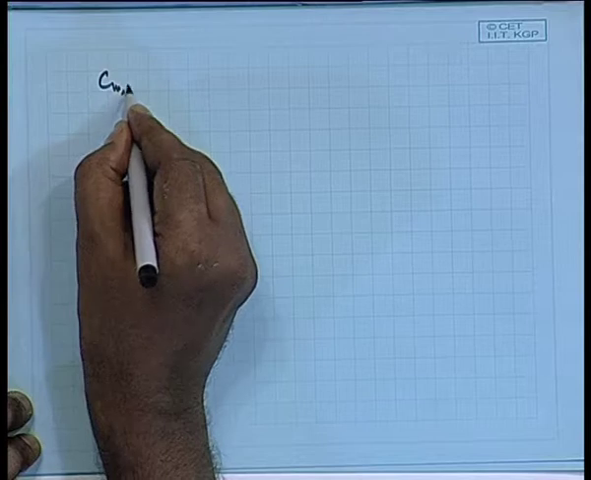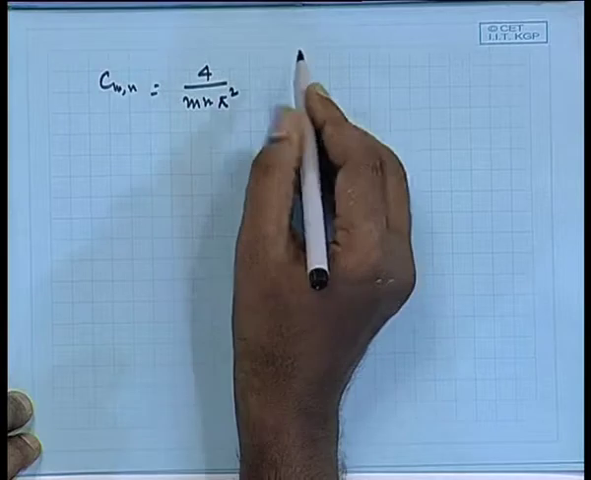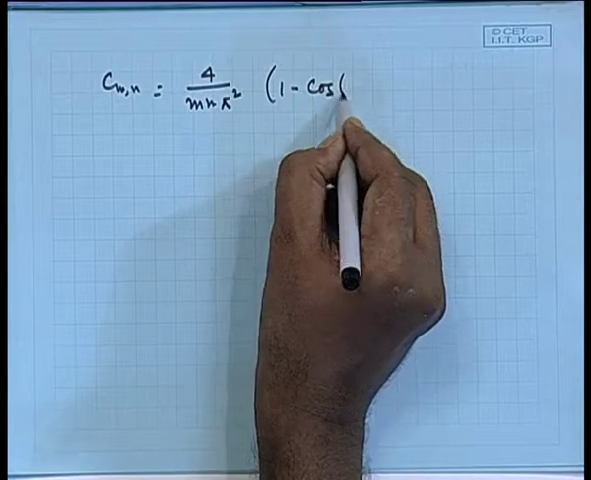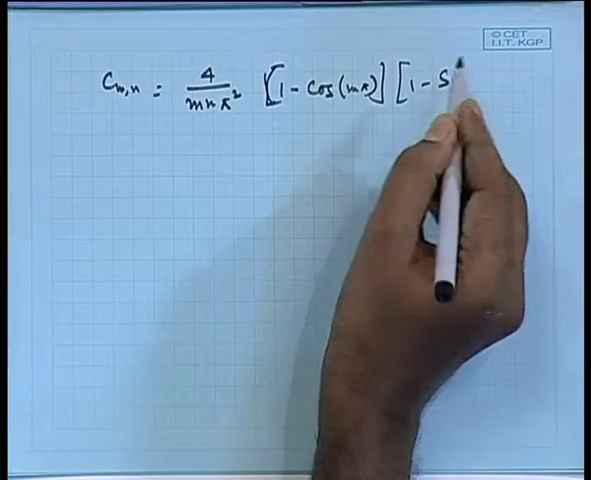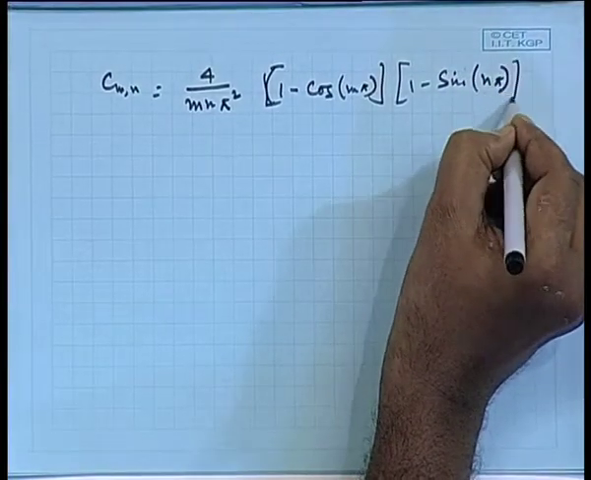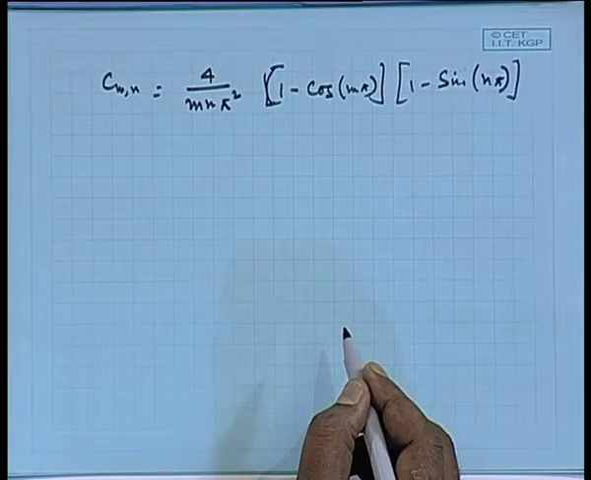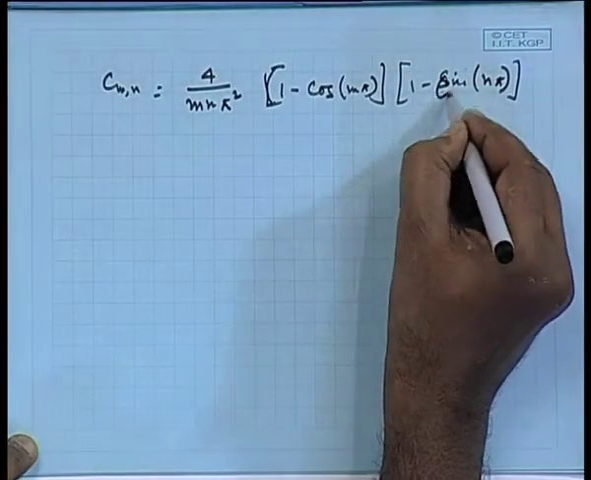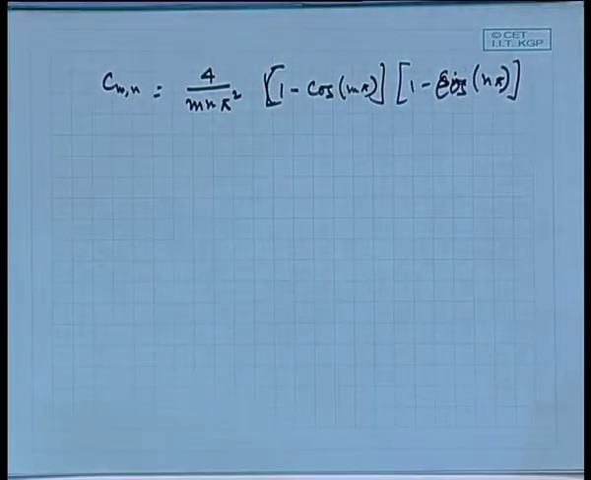So, C m n will be 4 by m n pi square, 1 minus cosine m pi, 1 minus cosine n pi. Right? Cosine m pi and cosine n pi, fine. So, this is when you are having h as 1.